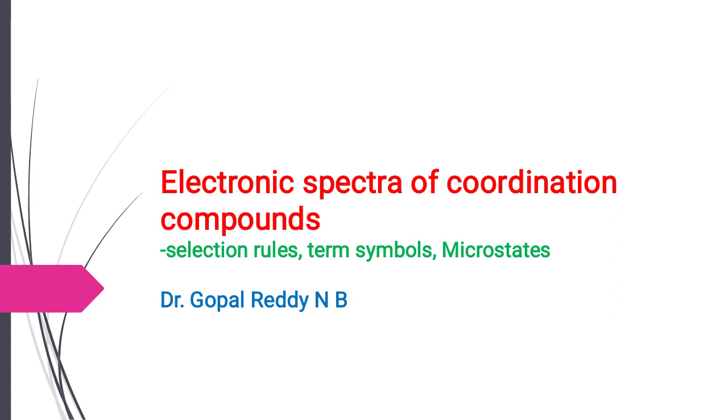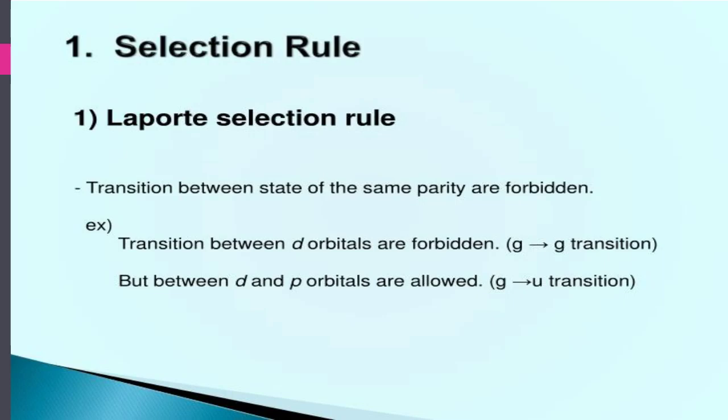Our topic today is electronic spectra of coordination compounds. In that, we are going to discuss some selection rules, term symbols, and microstates. So, let us come to the selection rules.